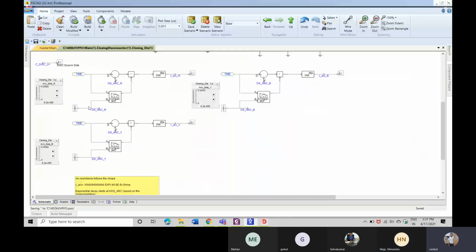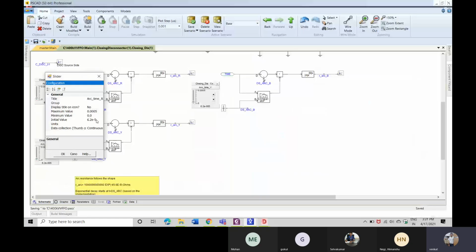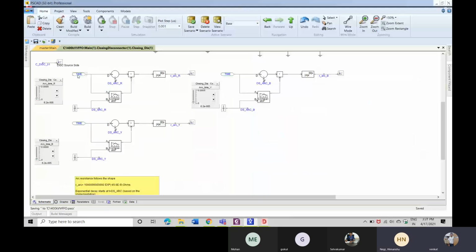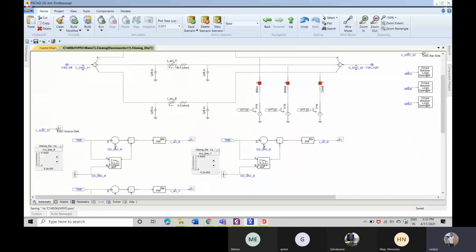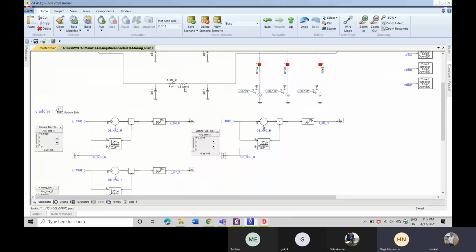When my time goes beyond this limit, 6.2 into e power minus 5, this time will be higher than this value. Then we will get an output, and we will start getting the exponentially decaying resistance. This is how I have created this model. This resistance will be getting information from here and updated from there. This exponentially decaying part will be coming into action. Up to this point, you are clear? Yeah, up to this point I am clear.